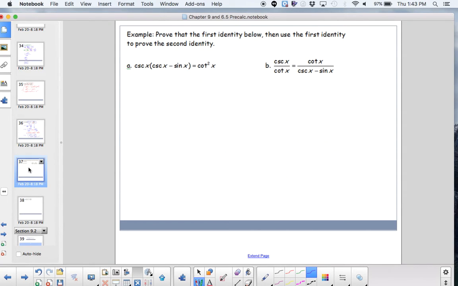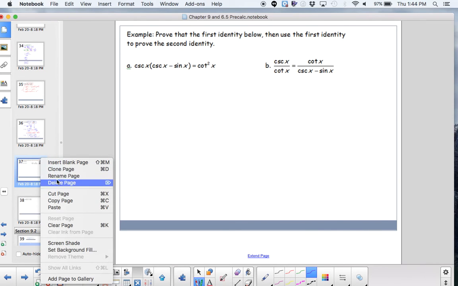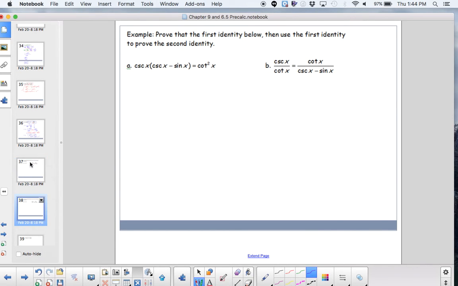Okay, here we have 2. I'll start with A to begin with. Okay, so here we go with A. Again, we're trying to prove an identity, and to me this right hand side seems pretty simple. Let's see if we can simplify the left hand side.